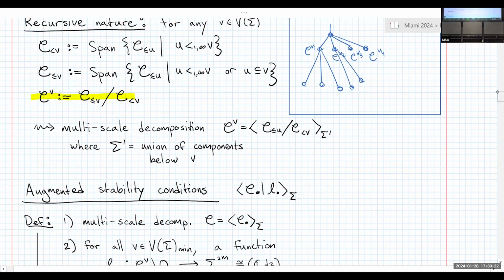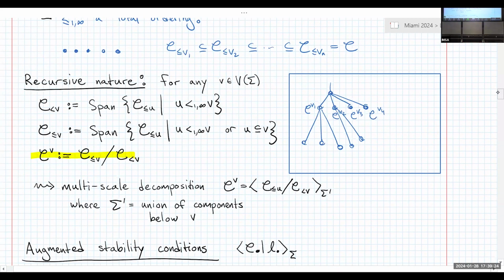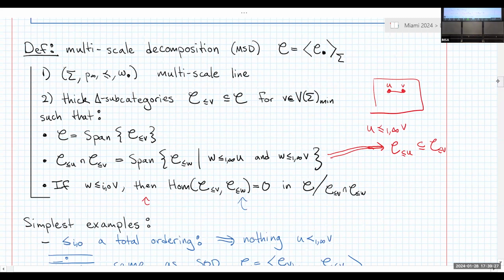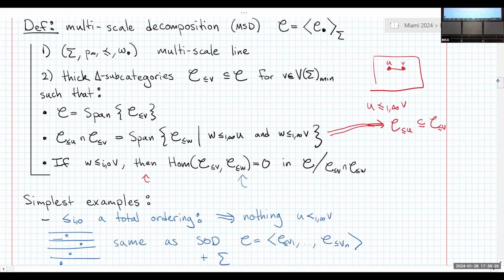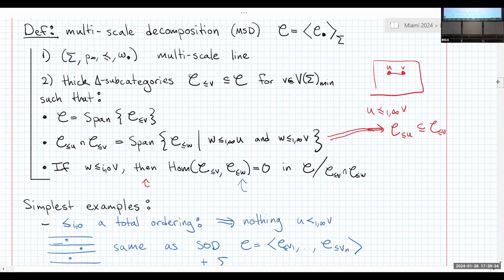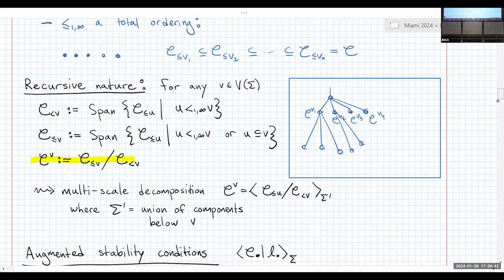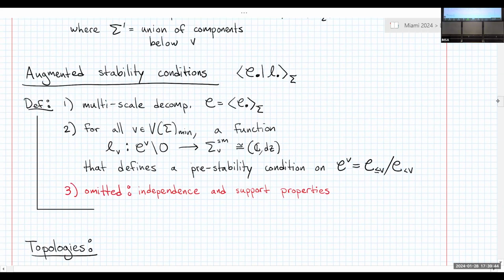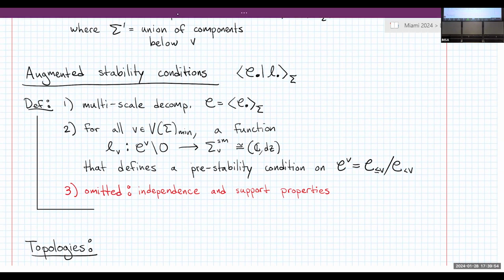Okay, so finally, we're ready for the definition. We have this categorical idea of a multi-scale decomposition, which is a generalization of an SOD that's indexed by a multi-scaled line. And so an augmented stability condition is just a multi-scale decomposition.